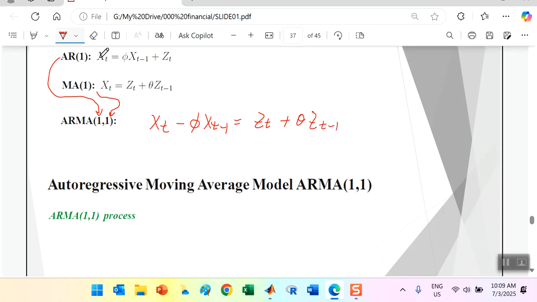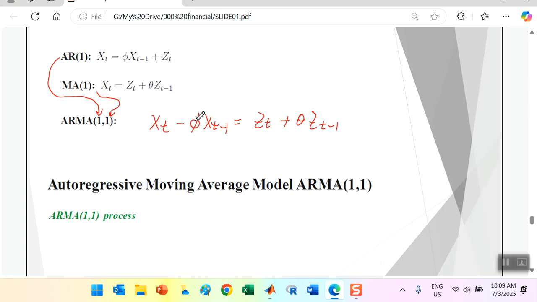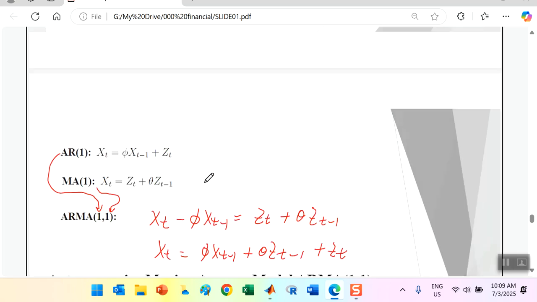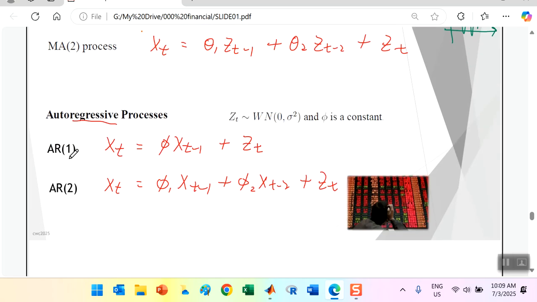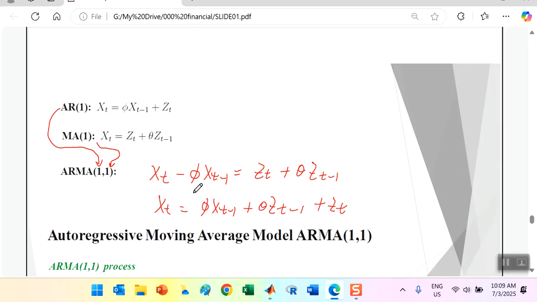Okay. So for this case, you don't actually equate these two. Basically, this is the AR1 and this is the MA1 component, isn't it? ZT basically is the common component for both of them. Or you can just write XT equals phi XT minus 1 plus theta ZT minus 1 plus ZT. So this will be the ARMA 1,1 model. So we have three models: pure MA, pure AR, and a combination of AR and MA, which is the so-called ARMA model.